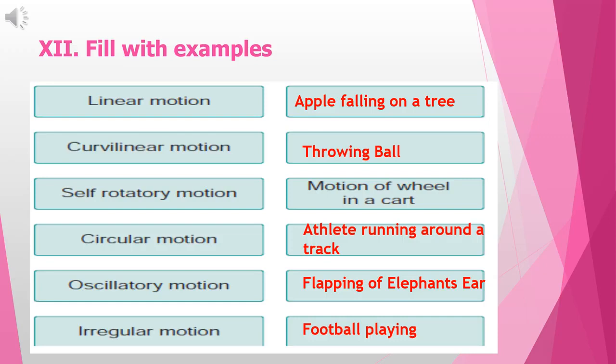Oscillatory motion, coming back to the same position after a fixed time interval. It moves to and fro. Example, flapping of an elephant's ear. Irregular motion, the motion is in zigzag. Example, football playing.